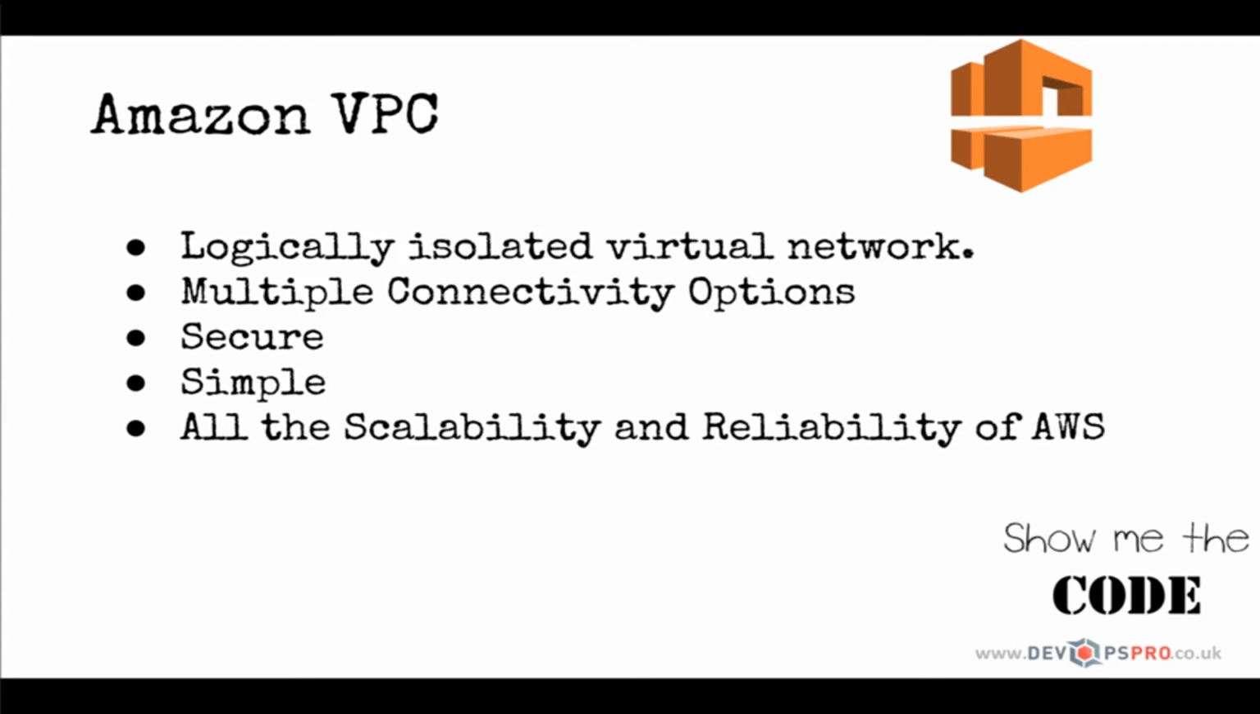Right, so the next service is another one of the core services in Amazon, and without this service, basically there is nothing. So if I want to provision a new EC2 machine, I will do it inside of a VPC. VPC stands for virtual private cloud, and it's a logically isolated virtual network.